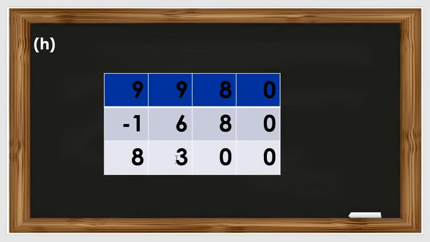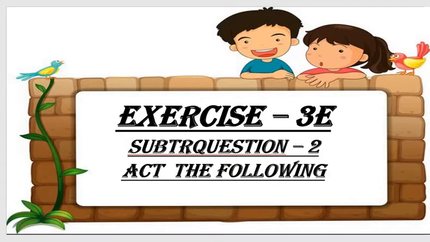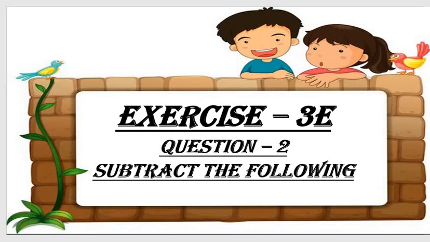Now which topic is done here, students? Question number 1. Yesterday we have done A, B, C, and D, and today E, F, G, and H. So now it is done. So students, today we are going to learn a new question. We have done question number 1, and here we are going to learn exercise number 30, question number 2. Subtract the following. Which question? Subtract the following.